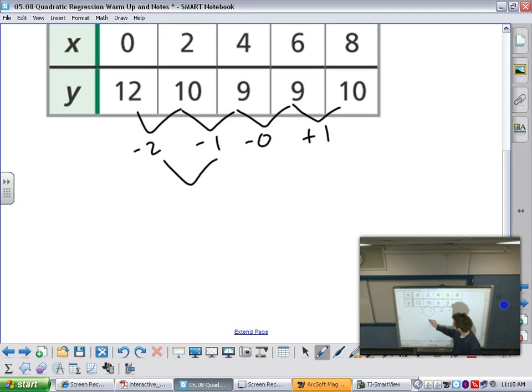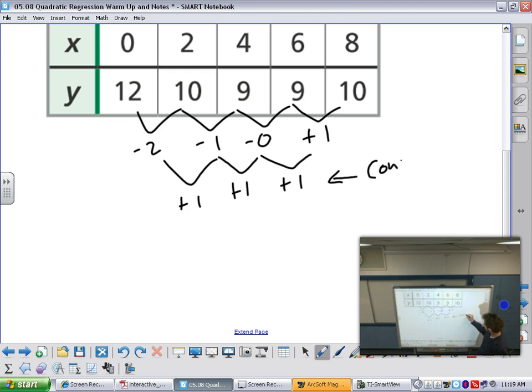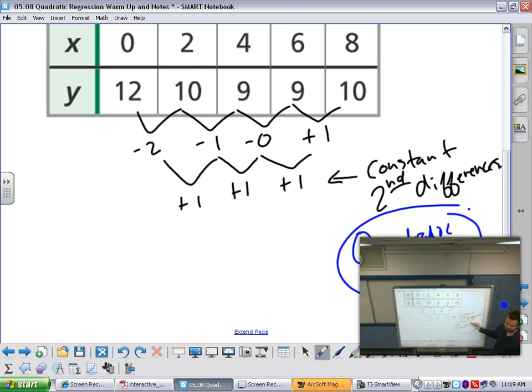From minus 2 to minus 1, that's plus 1, plus 1, plus 1. Oh. Those are constant second differences. If you go 2 levels down to find them remaining constant, that's a quadratic. That's how you tell. So you don't have to bother graphing them all to see if they make a parabola. That's what you check. Okay.